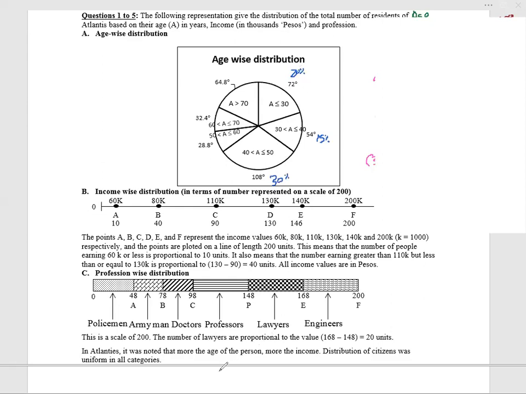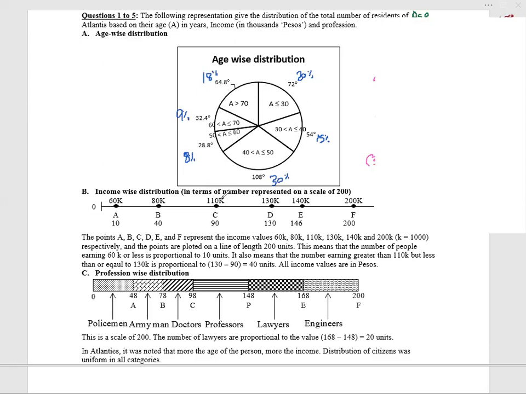This one is 20. 32.4° means 9%. 28.8° means 8%. 64.8° is 18%. The total number is not given, but every time they are dealing with 200 units.